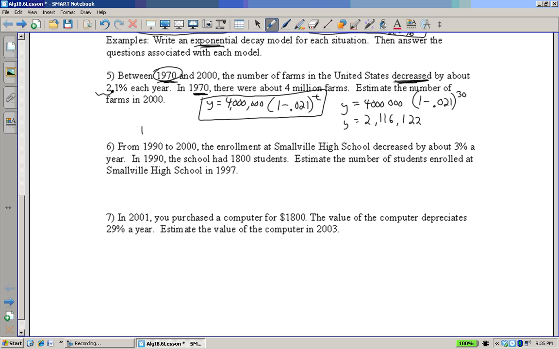So in 2000, there should be about, you could just say 2.1 million. We'll go ahead and give the full number, 2,116,122 farms. And since this is just an estimation, that's why I put that word in, about, in the sentence.